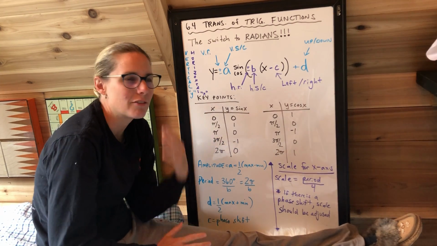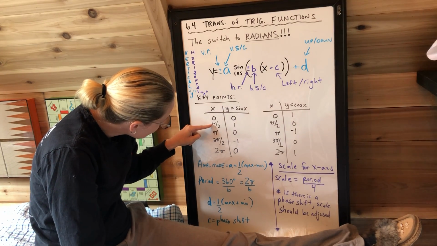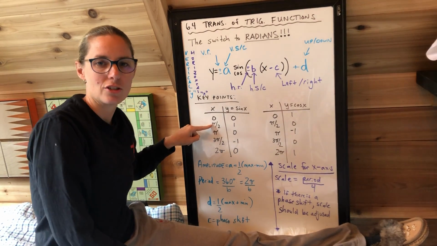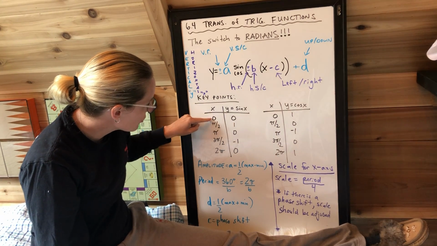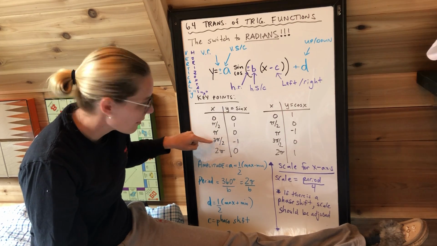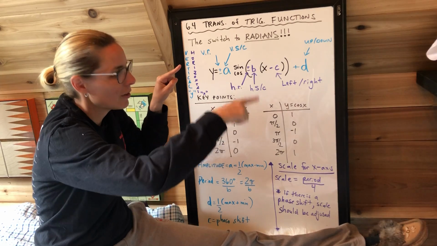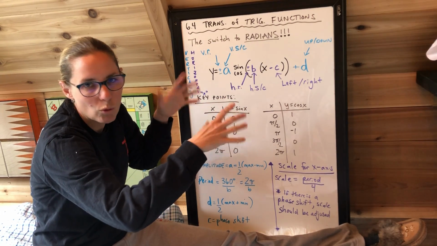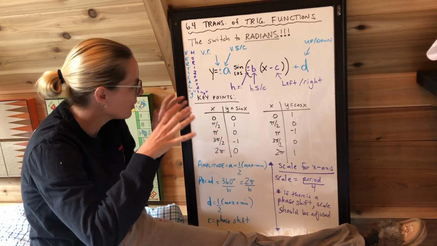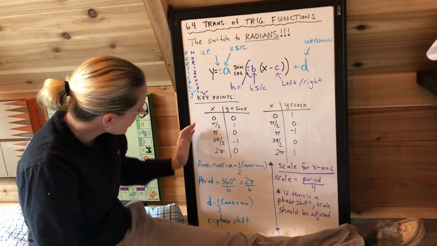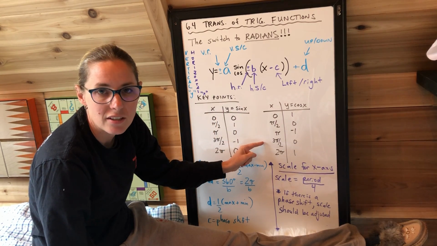So remember I said, if you just think in your head, pi is 180. If I put 180 in for this pi, 180 divided by 2 is 90. Normally, the key points go 0 degrees, 90 degrees, 180, 270, 360. Remember, one cycle, that's an up and a down, is 360 degrees, or 2 pi, right? 2 times 180 is 360. So 2 pi, 360. So what I've done is I've rewritten these key points, but using radians instead of degrees.